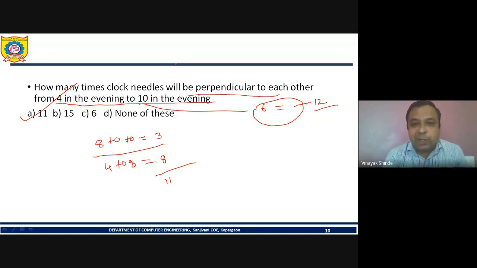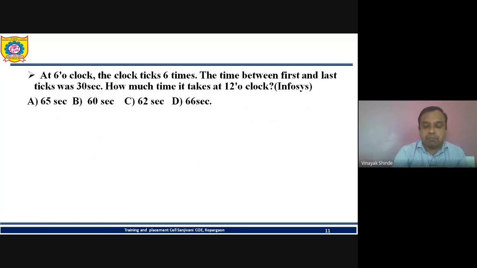So initially I told you the exact times at which the 90-degree angle is made. If you see from 8 to 10, only 3 times a 90-degree angle is made. From 2 to 4 also, only 3 times a 90-degree angle was made. And for the remaining span, for every hour, 2 times a 90-degree angle was made.